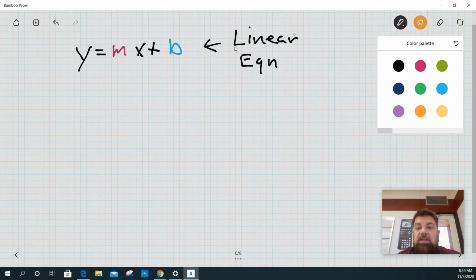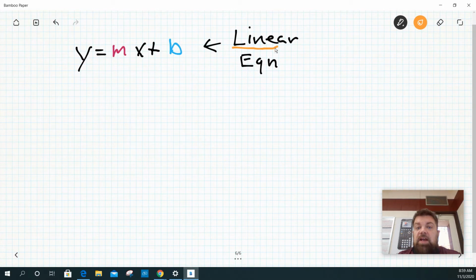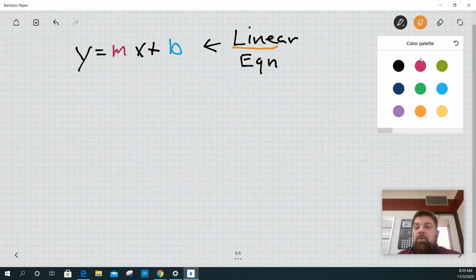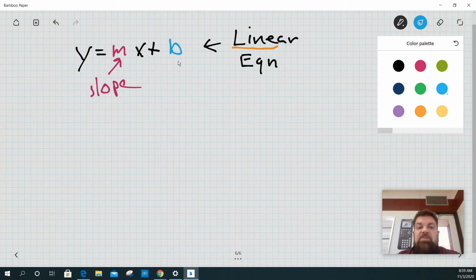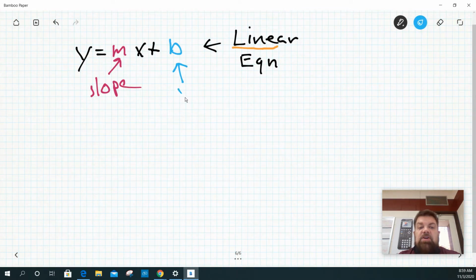So the word linear basically says it all. It has the word line in it. So when I graph this, it's going to be a straight line. Well, there's a couple of things. One, the number in front of the x to the first power, that's the slope. Always, that's the slope. And then the constant, the number without the x, that is always the y-intercept.